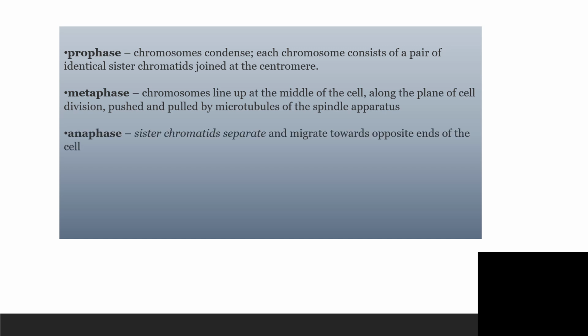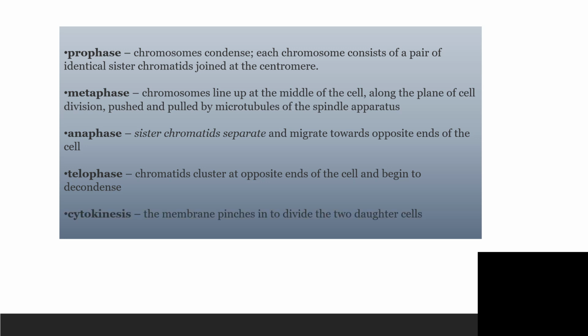Anaphase consists of when the sister chromatids separate and migrate towards opposite ends of the cell. And in telophase, the chromatids cluster at opposite ends of the cell and begin to decondense. Whereas in cytokinesis, the membrane pinches in and divides the two daughter cells.